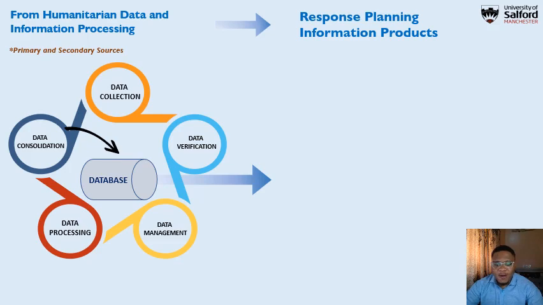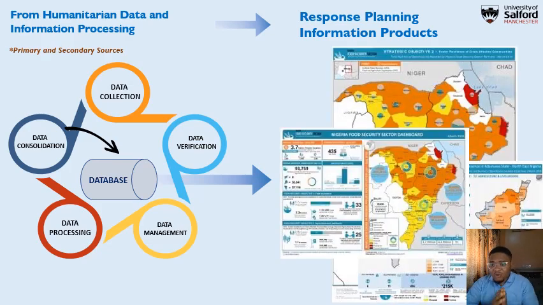Next, I show you here how we move from humanitarian data and information processing to response planning information products. We can see that through the use of primary and secondary data sources, putting them all into a database and analyzing that, it helps us to generate information management products that help to operationalize response, showing us where the needs are highest and where the needs are lowest, so that we can also in humanitarian response channel resources relative to severity of needs.